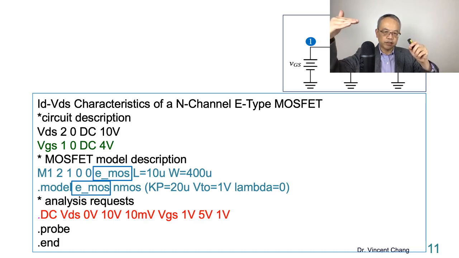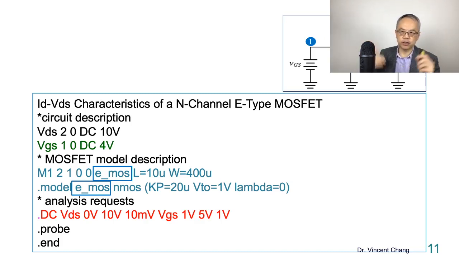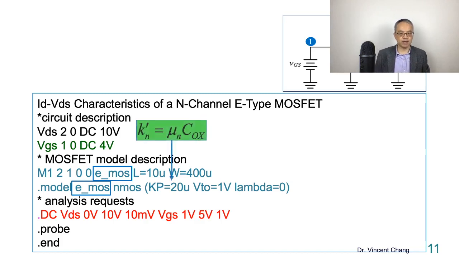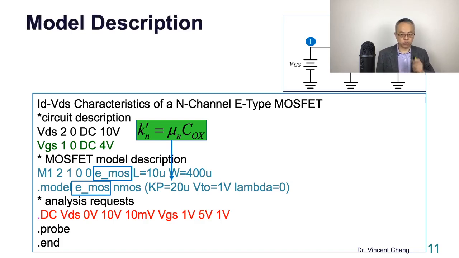The first line shows the connection, and also the channel length, 10 micron, and the channel width, 400 micron. The next one is the model description. The model EMOS is an NMOS, N-channel enhancement. KP is defined as the product of electron mobility and the gate oxide capacitance, 20 microamp per volt square. The threshold voltage without body effect is 1 volt.